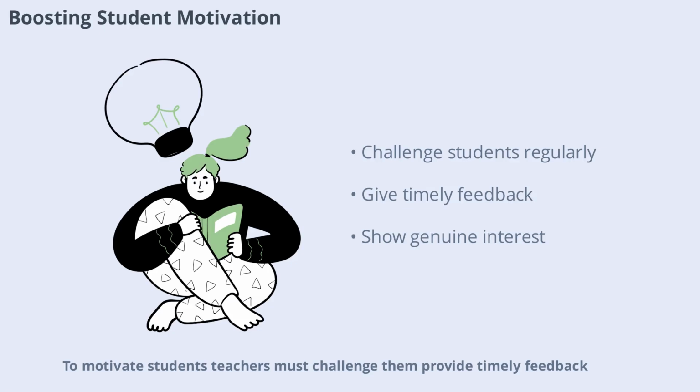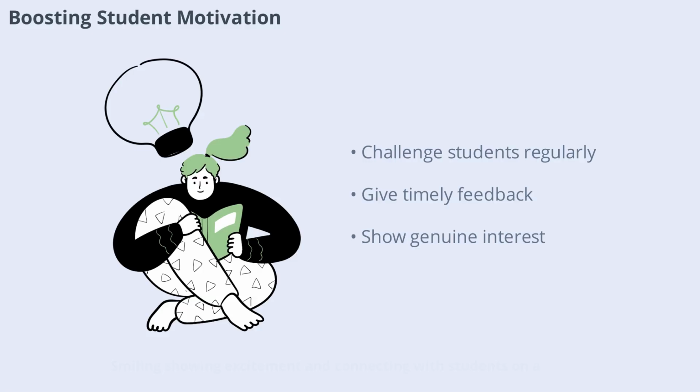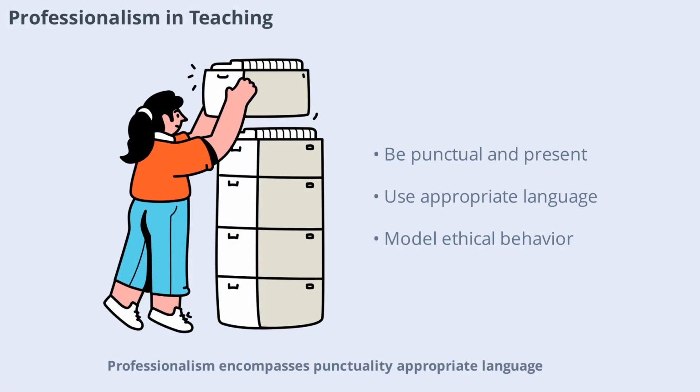Motivate students. Teachers must challenge them, provide timely feedback, and make lessons interactive. Avoiding repetitive tasks and incorporating creativity keeps students engaged. Smiling, showing excitement, and connecting with students on a personal level can make a significant difference. When students see that their teacher is genuinely interested and invested in their success, they are more likely to reciprocate with effort and enthusiasm. Professionalism encompasses punctuality, appropriate language, and a commitment to students' well-being.